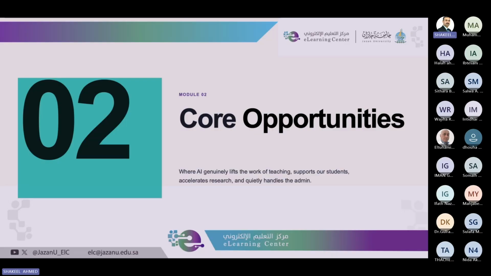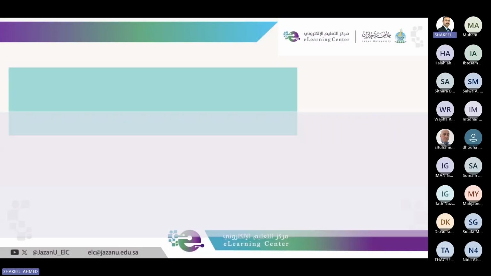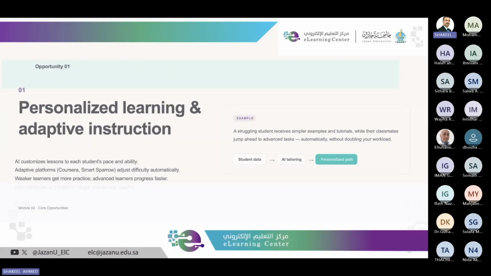It makes teaching better. It gives students more support. It speeds up research, and of course, it cuts down on the administrative work that consumes lots of faculty time. So before we get to the challenges, let us be clear about where AI is actually helping us. There are four main areas where AI is helping us.